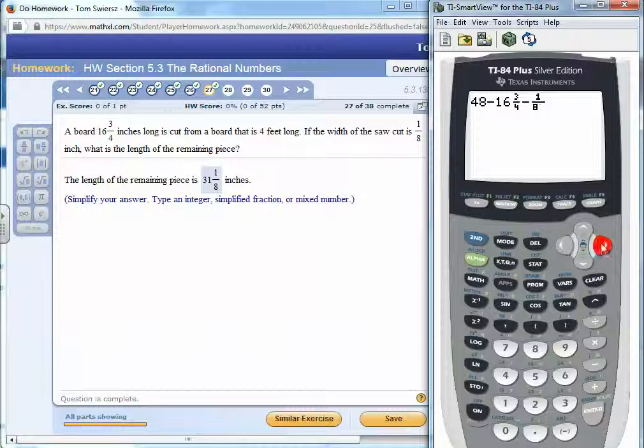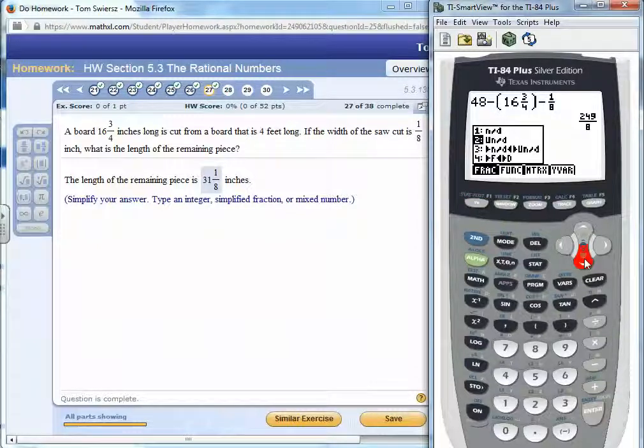All right, and get out of the denominator, hit enter, and 249/8. If we want to get it into a mixed number, remember alpha F1, function number 3, will convert from an improper fraction to a mixed number. Select that, hit enter again, and there's our correct answer, 31 1/8.